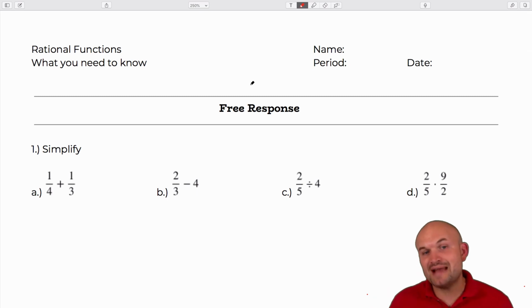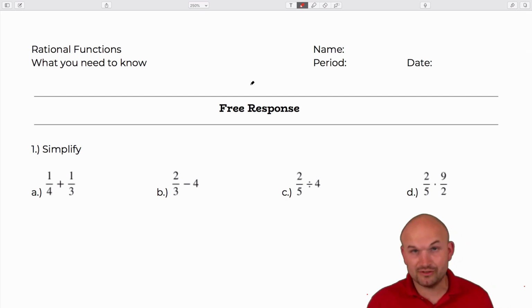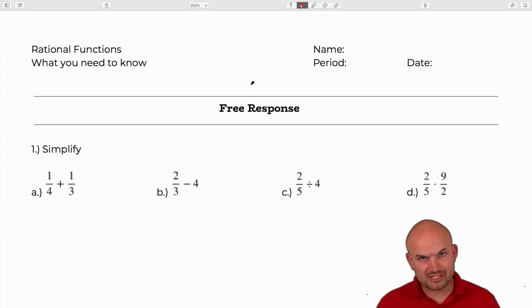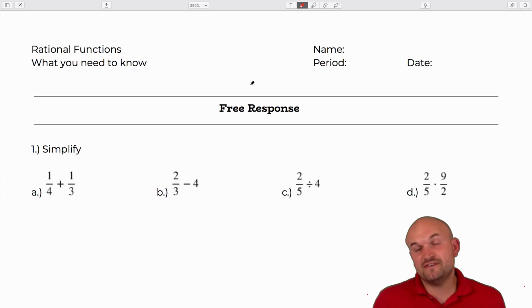Welcome. All right, so now before we get into our unit on rational functions, I wanted to cover a couple of questions that are going to help you prepare for the unit, something to give you a little bit of that foundation, so you feel a little more confident as we start working through the different types of problems and units during this chapter.